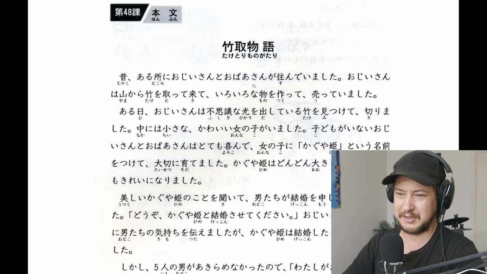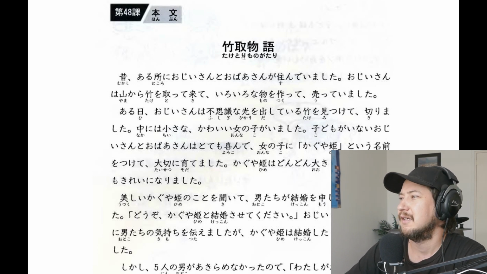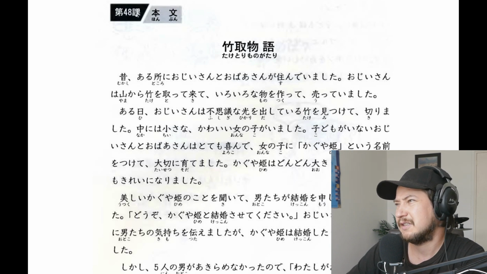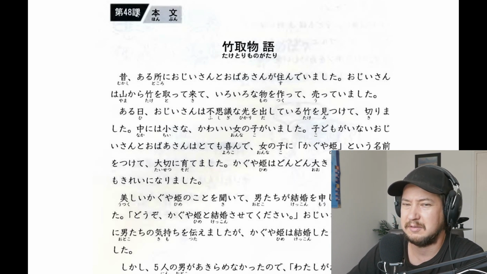pictures, like 2 pages at least. So that's 第48課, so text 48. And that's a honbun, so that's like the main text of this chapter. So this ka, it can mean chapter, it can mean many things.